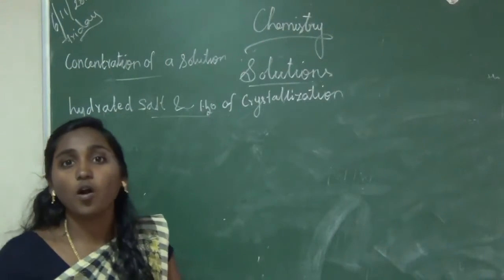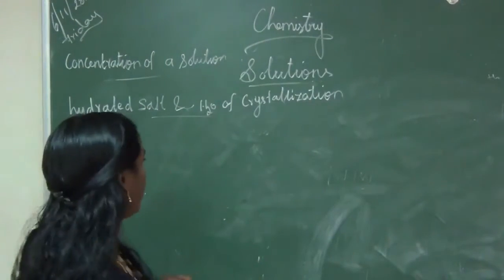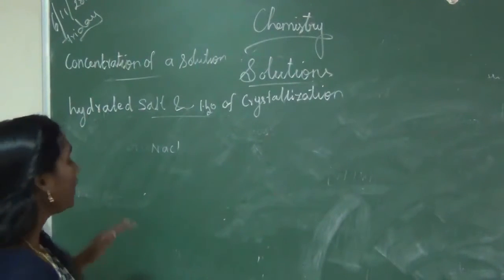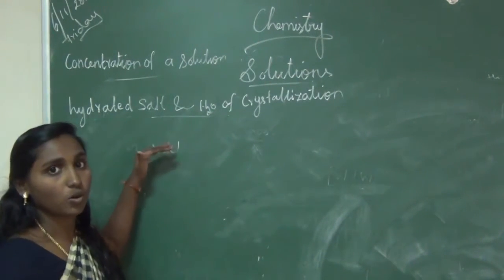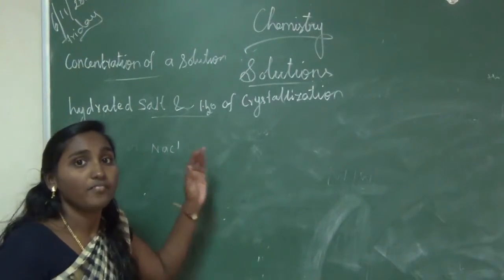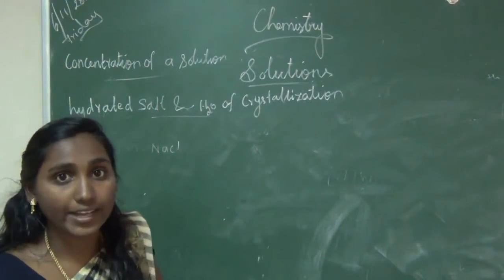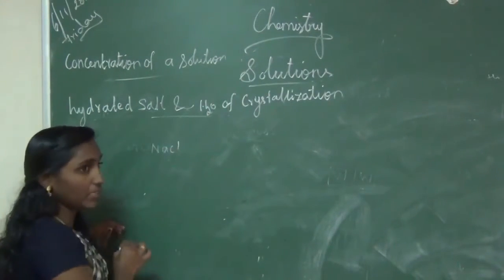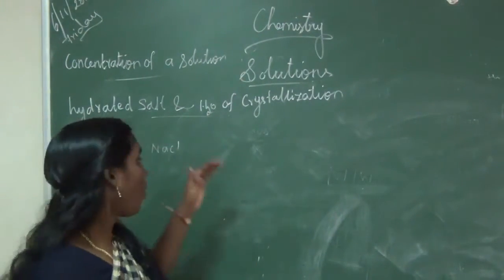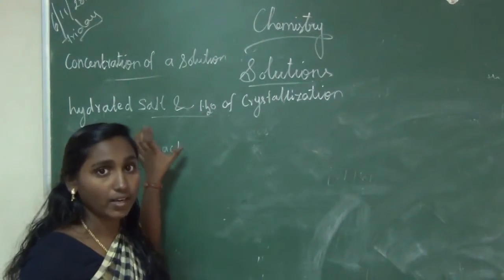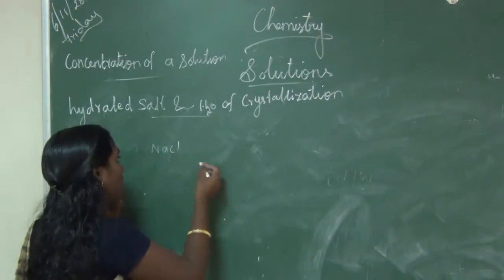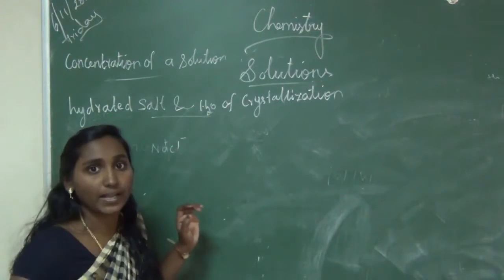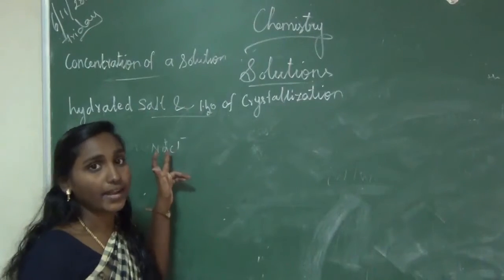We know one common salt, that is sodium chloride, NaCl. This is an ionic compound. Why do we say sodium chloride is an ionic compound? When sodium chloride is dissolved, that means this ionic substance is dissolved in water, it forms ions, Na plus and Cl minus. So that is why we say ionic compounds.